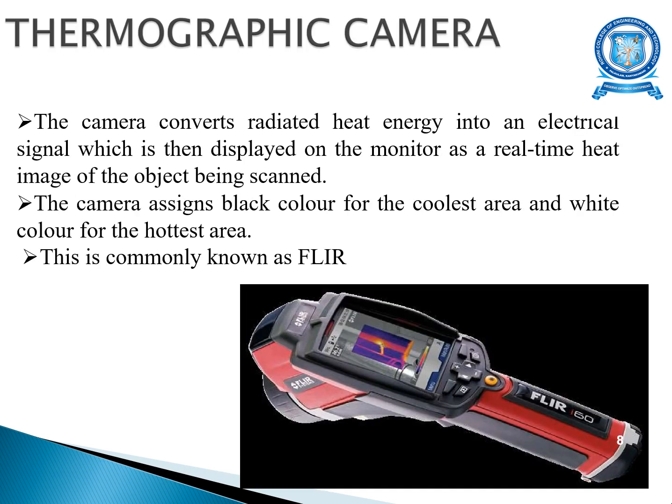So this is a thermographic camera. This thermographic camera converts the radiated heat energy into an electrical signal, which is displayed on the monitor as a real-time heat image of the object. And this camera assigns the black color for the coolest area, and the hottest area will be indicated as a white color. So this is commonly known as FLIR.